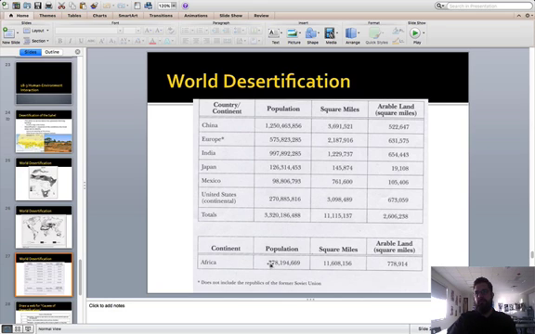Africa, and really this number needs to be updated. Africa has a growing population. It's growing rapidly. Today it's closer to 1 billion people in Africa. Square mileage, of course, hasn't changed, 11.6 million square miles. So they have more land than all of these regions combined. But the arable land is a lot lower, only 778,000 square miles, almost 779,000 square miles of arable land, which is a lot less than 2.6 million.